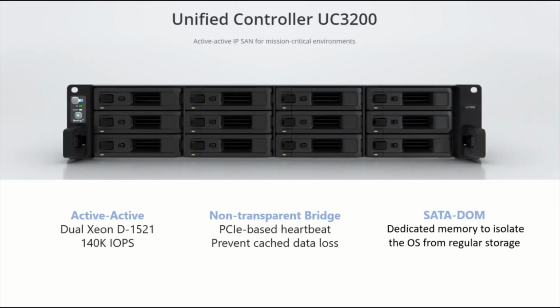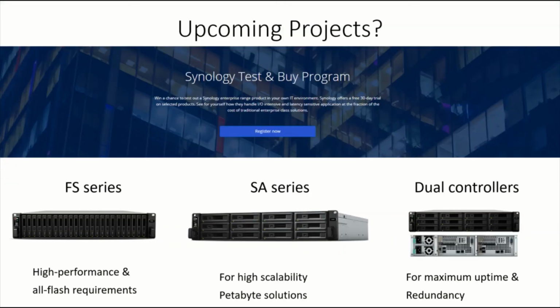And to note, we recently released our UC3200, which is our unified controller, and our first active IP SAN for mission critical environments. You've got 2 solid Xeon chips in there, and it's a very robust piece of kit. So for your specific IP SAN needs, we've got you covered. And we've got our test and buy program, which we've now extended to cover our broad enterprise range from our SA to our 3200 to our FS series, as well as our new dual controller. So if you're interested in testing out any of our units with your upcoming projects, we'd be glad to hear it. You can email in and we'll get that going.